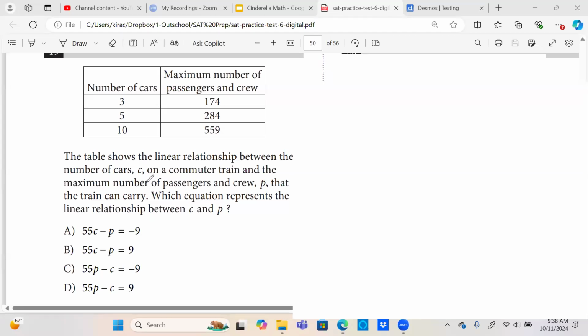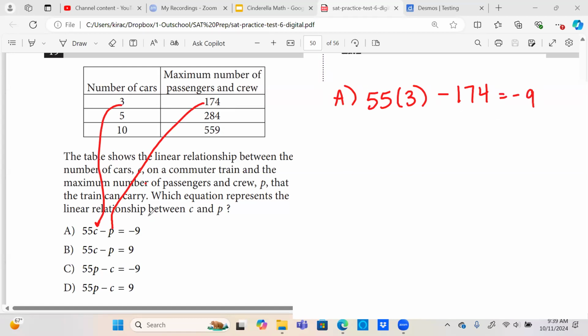I'm tempted to just go ahead and, by process of elimination, plug in 3 for C, because that's cars. So if you did that, that'd be 55 times 3 minus, plug in here, 174. And let's see what that is. Just run that through your calculator. 55 times 3 minus 174 is -9. So A is looking like it'll work.